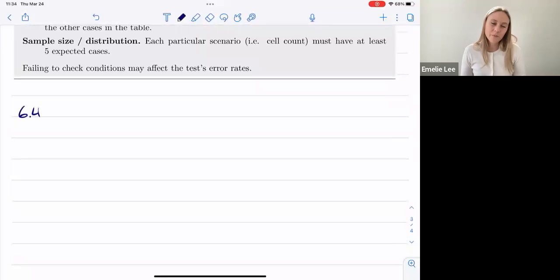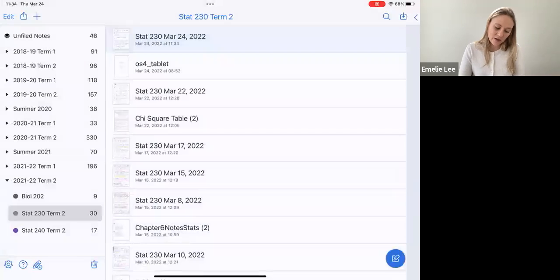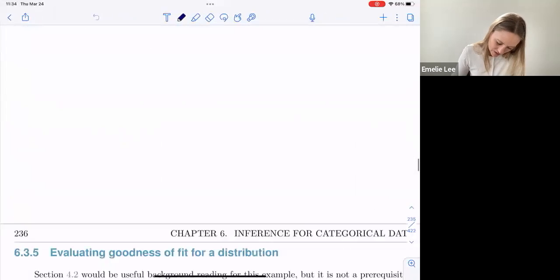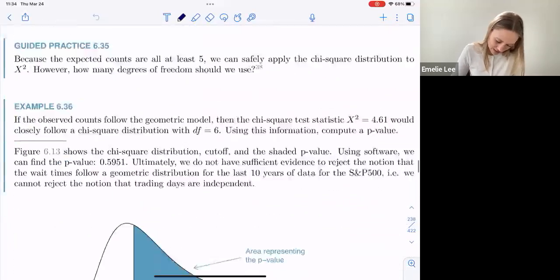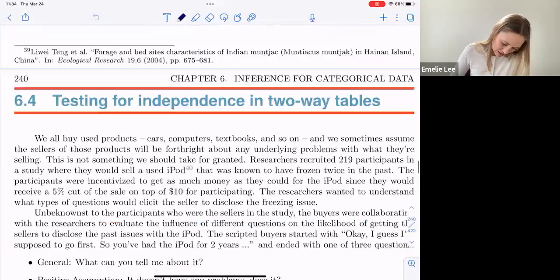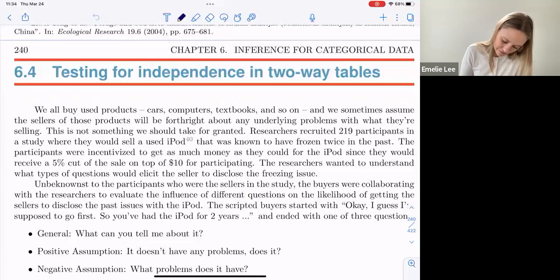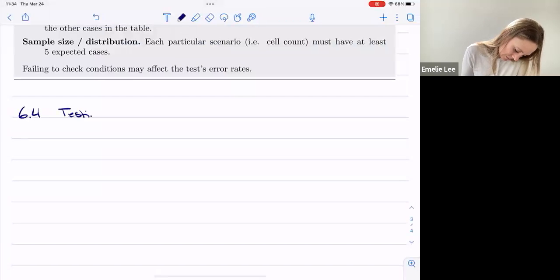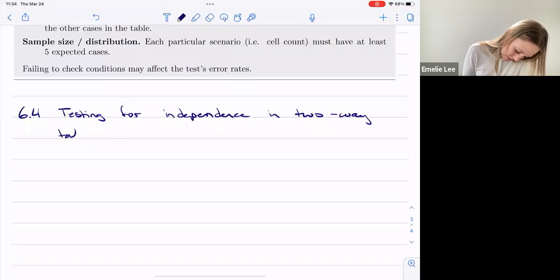So 6.4 is a chi-squared test for independence. Okay, so we've looked at one categorical variable. What if I have 2 categorical variables, right? Let me just scroll there and make sure I've got the title of the section right. Yeah, testing for independence in 2-way tables.